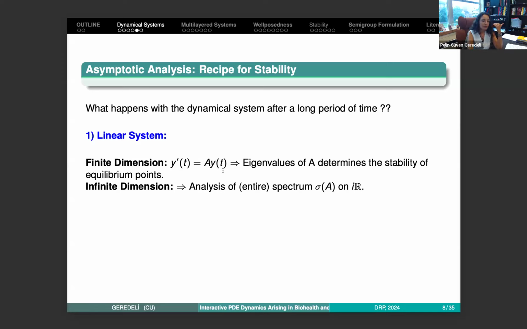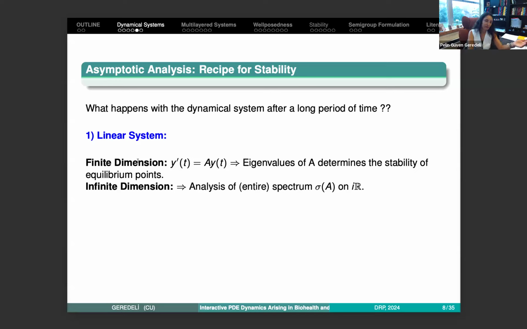So, in short, in finite dimension, only the eigenvalues of A are going to determine the long-time behavior result or the stability of the equilibrium points. Why do I say this? Again, if you reduce your PDE into this kind of ODE, actually, when we say stability, you have to deal with the spectrum of this operator A.